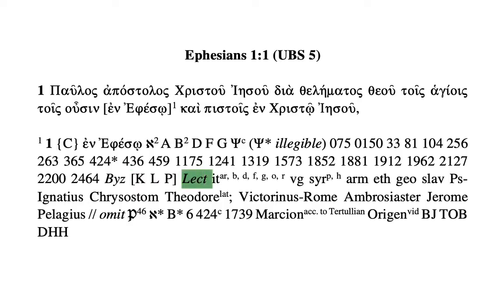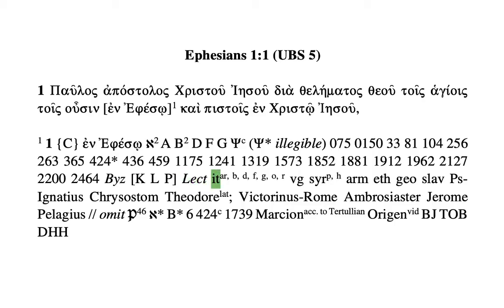Then you get Lect, which is still a group of Greek manuscripts, but these are lectionaries. And whenever you get Lect, that means that this is the agreement of the majority of lectionaries that are extant. So you could get lectionaries parsed out individually. Here they're grouped together.